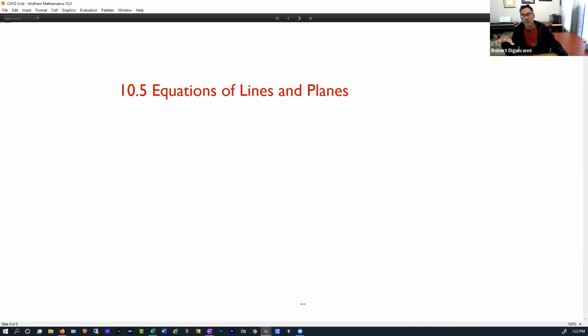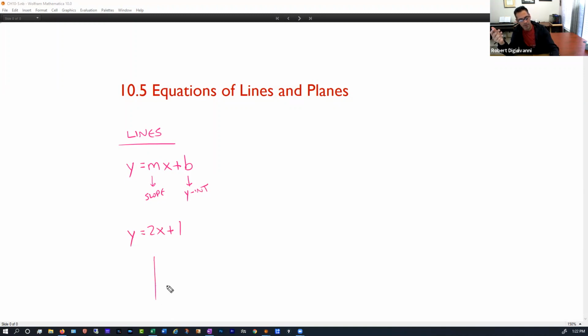So before I begin this, let's think about what we should know coming into this class as far as lines and planes. When it comes to lines, here's what you already know. In college algebra, we had this very nice formula for lines, right? y = mx + b, where m was the slope and b was the y-intercept. For example, if someone gave me y = 2x + 1, it'd be very easy to draw. I go up 1, and then with slope as rise over run, I go up 2 and over 1, then I draw a straight line, and I'm done.